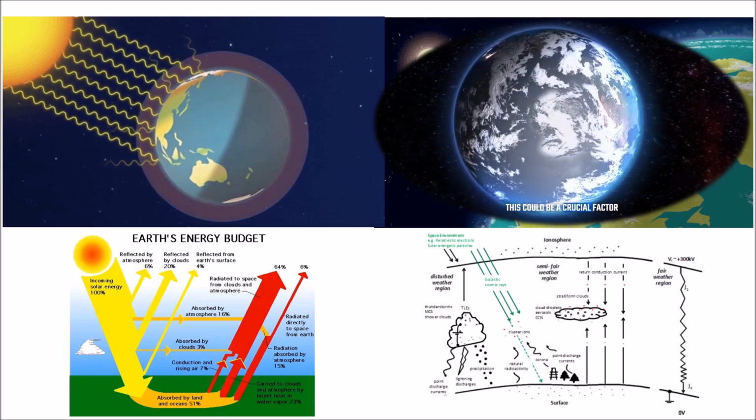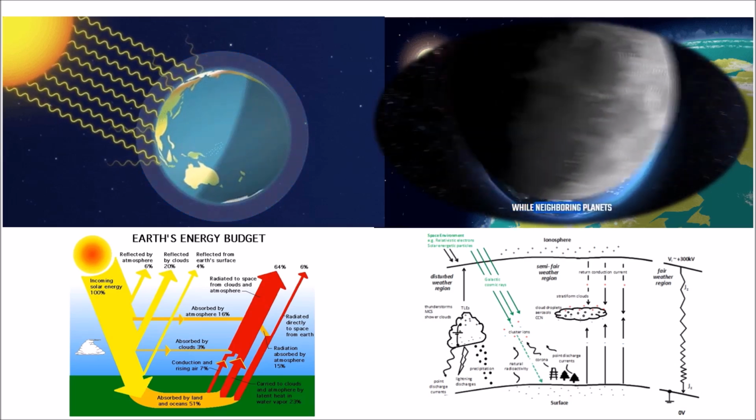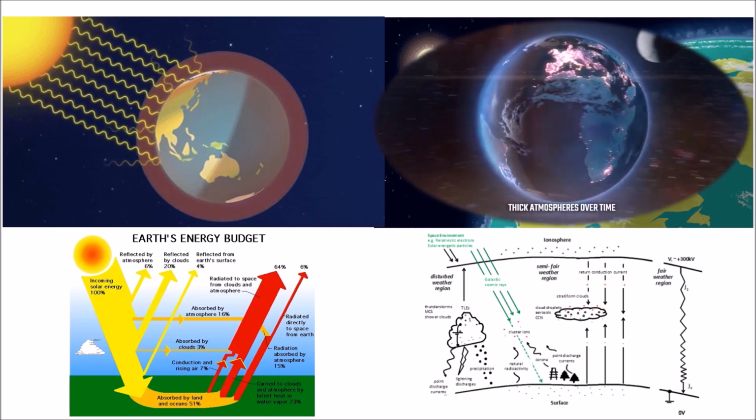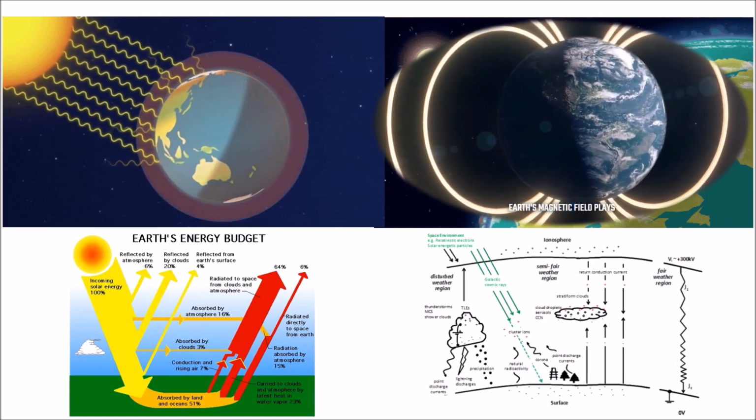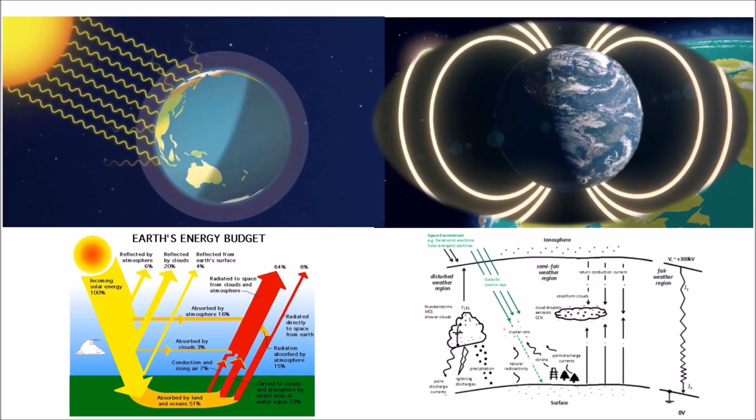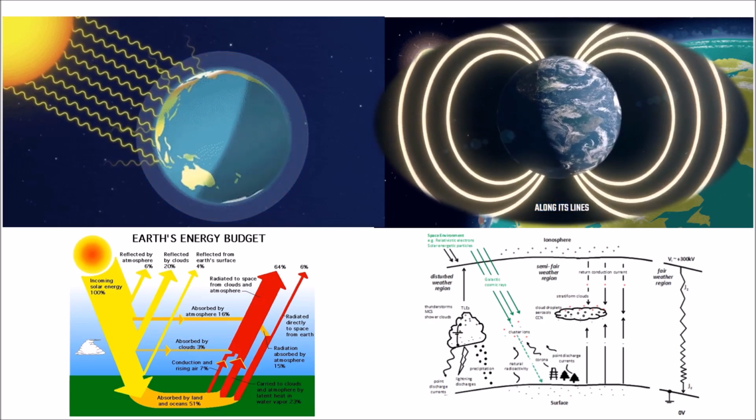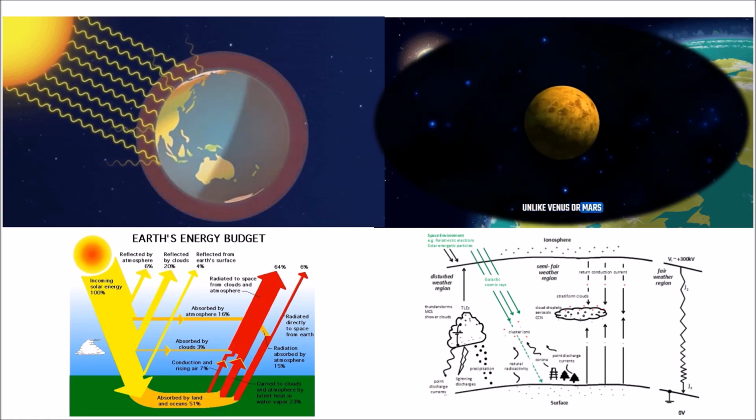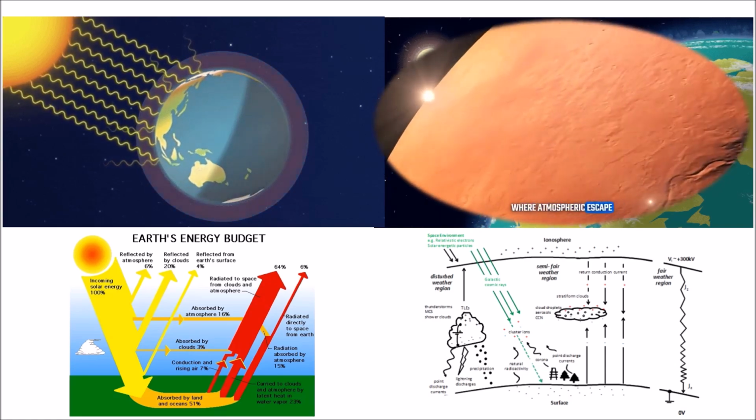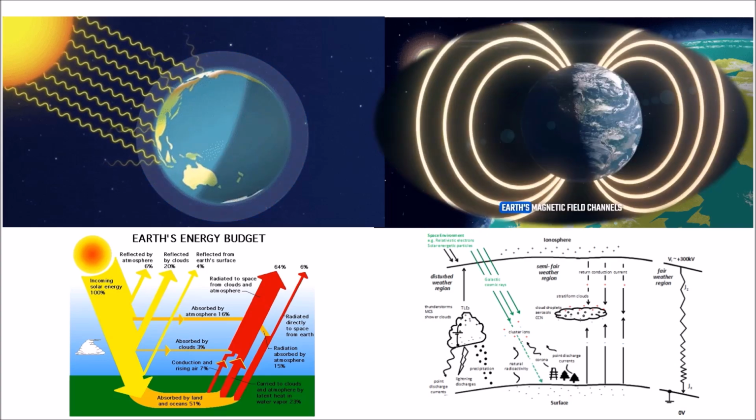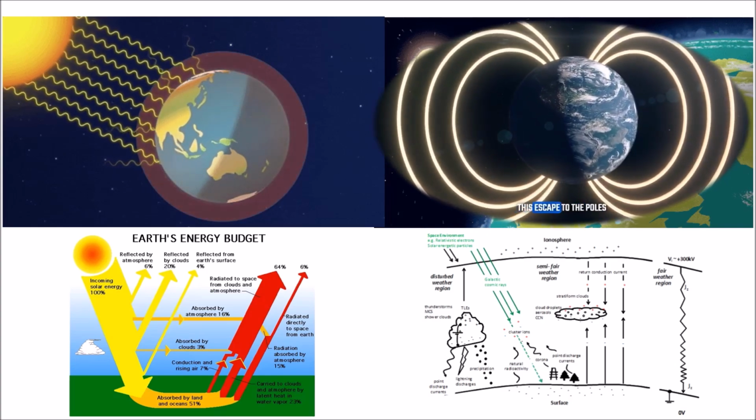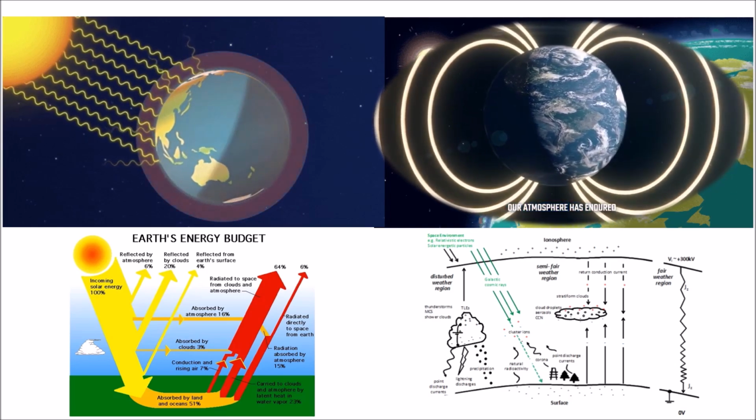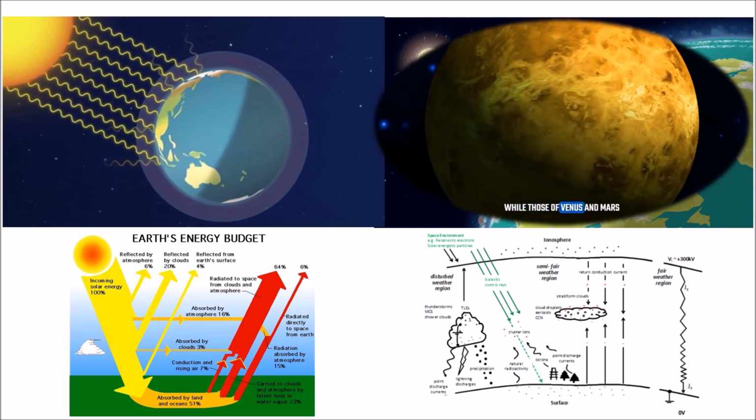This could be a crucial factor in making Earth habitable, while neighboring planets like Mars and Venus lost their thick atmospheres over time. Earth's magnetic field plays a crucial role too, guiding charged particles along its lines, like a cosmic highway. Unlike Venus or Mars, where atmospheric escape can happen from any direction, Earth's magnetic field channels this escape to the poles. This may be one reason why our atmosphere has endured, while those of Venus and Mars have thinned over time.